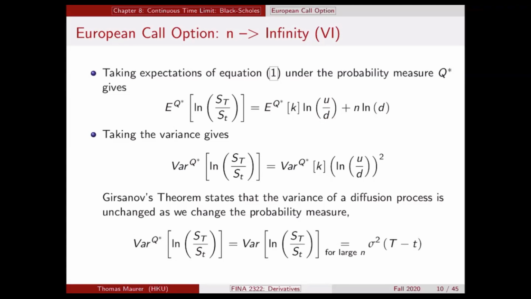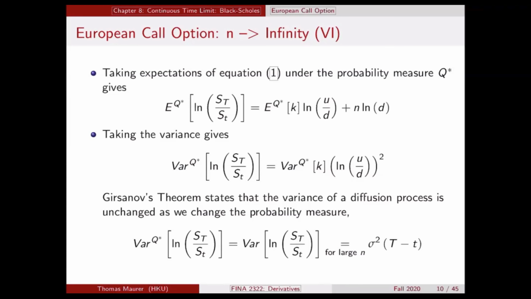And so eventually what we want is to figure out what this thing over here is. And then the second thing we said is we want to figure out the variance of k under the Q star measure. So let's take the variance of our log return, and that's going to give us an expression for the variance of k under the Q star measure, again just multiplied by this natural logarithm depending on the gross returns u and d. So how do you get to this?